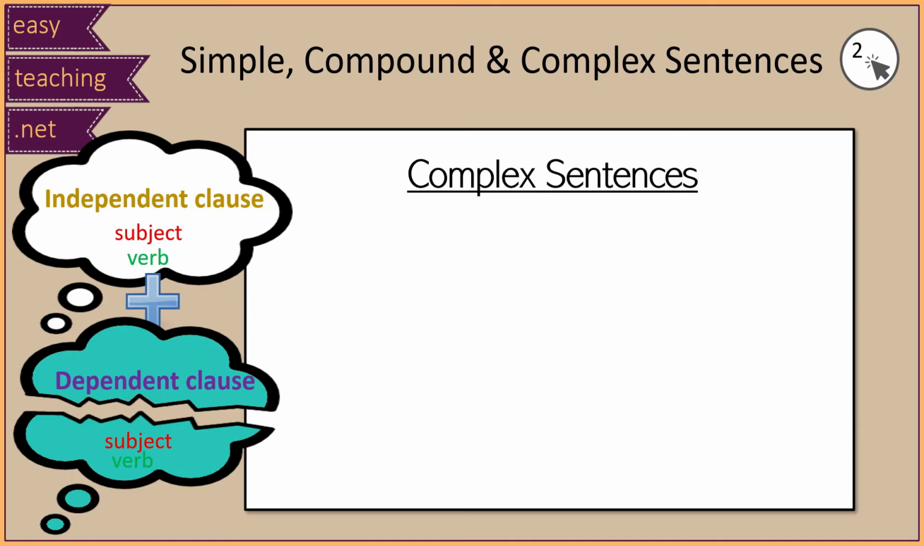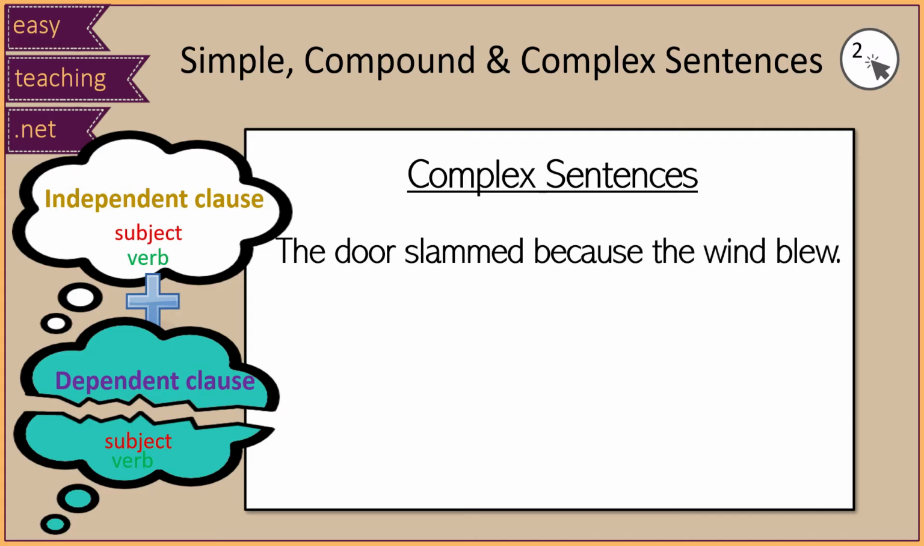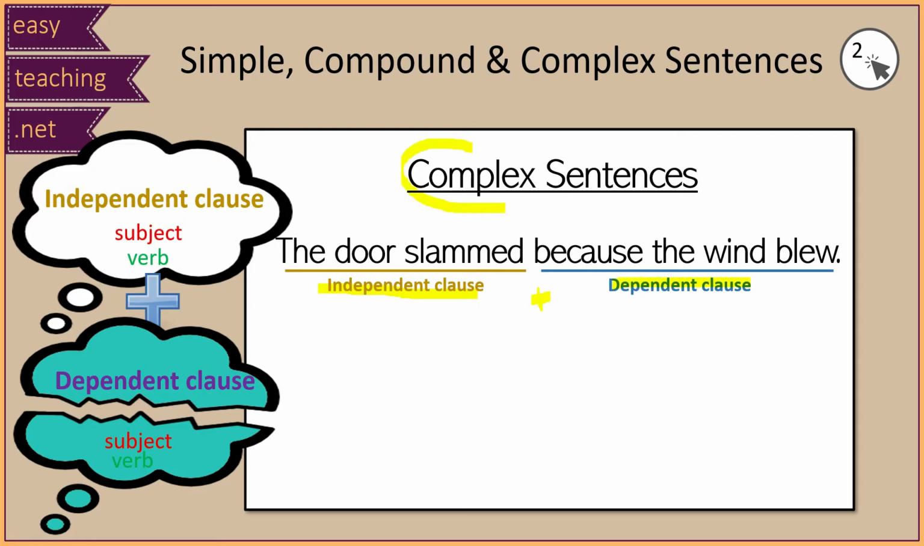Now let's take a look at some examples of complex sentences. The first, the door slammed because the wind blew. Here is the independent clause, the door slammed. It is a complete thought. Here is the dependent clause, because the wind blew. This is not a complete thought. Because this sentence has a combination of an independent clause and a dependent clause, it is a complex sentence.